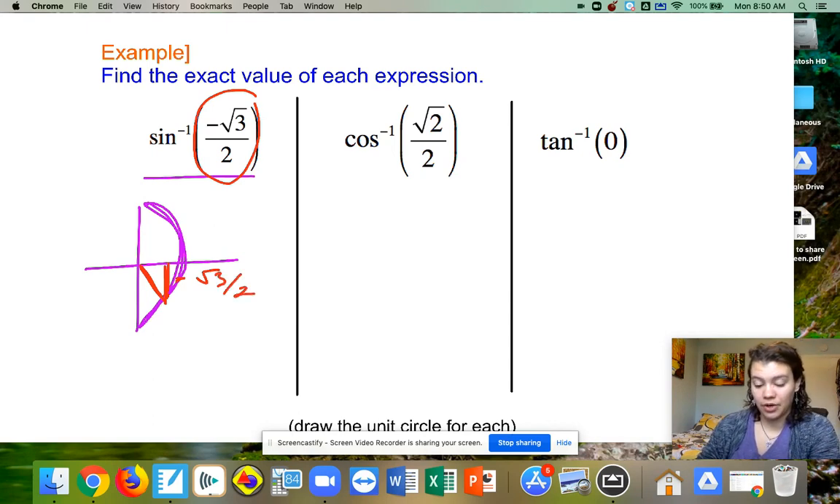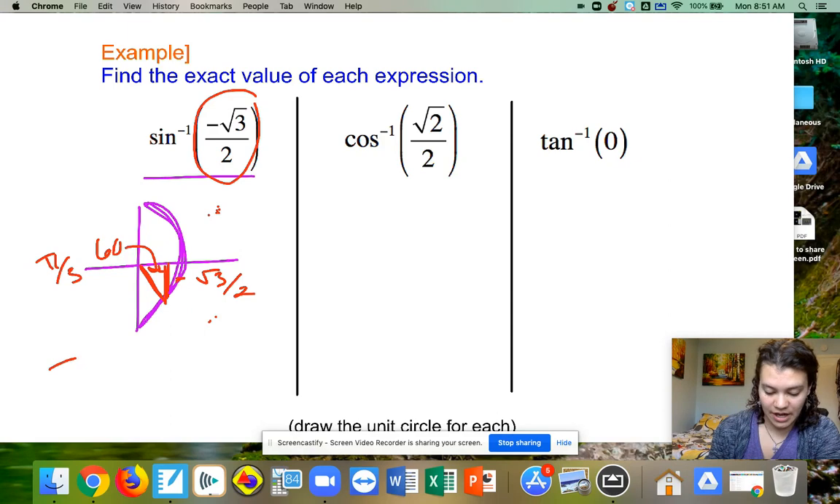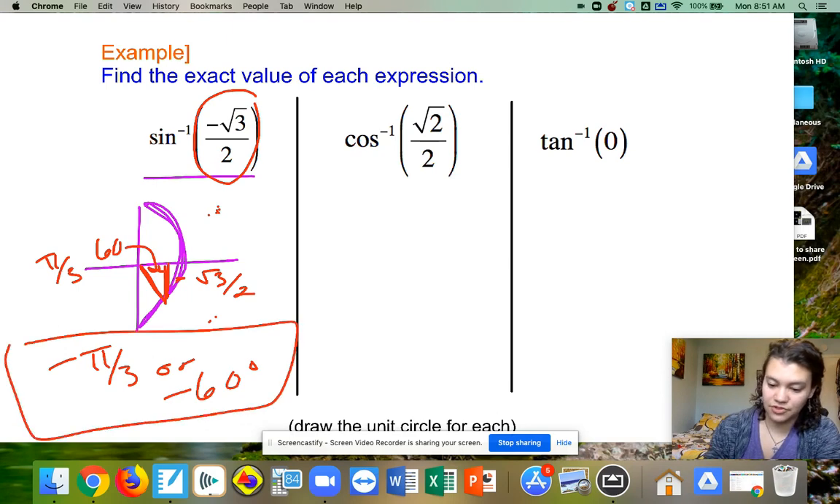And again, remember, we're doing sine inverse, so we're looking for the answer to be an angle. So I want to figure out what angle would give me this triangle where I have negative root 3 over 2 down here. So this angle would have to be 60 degrees or pi over 3. And then you can think here, it's not in this top half, so it can't be positive. It's down here. So your answer would be negative pi over 3 or negative 60 degrees. So try these next two, and then I'll talk through them.